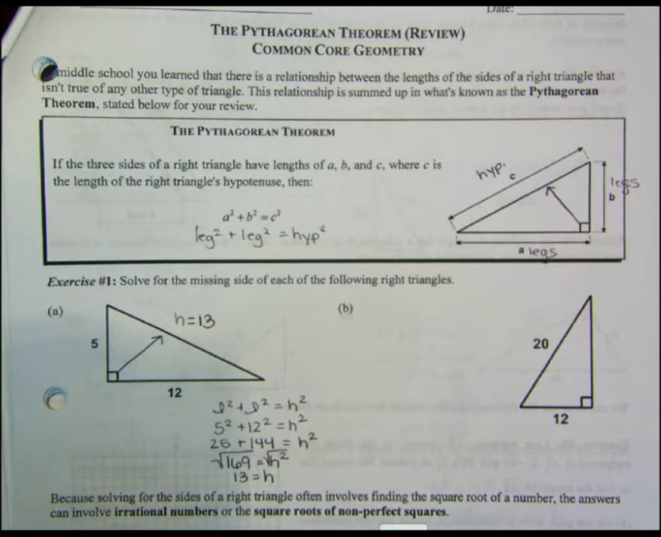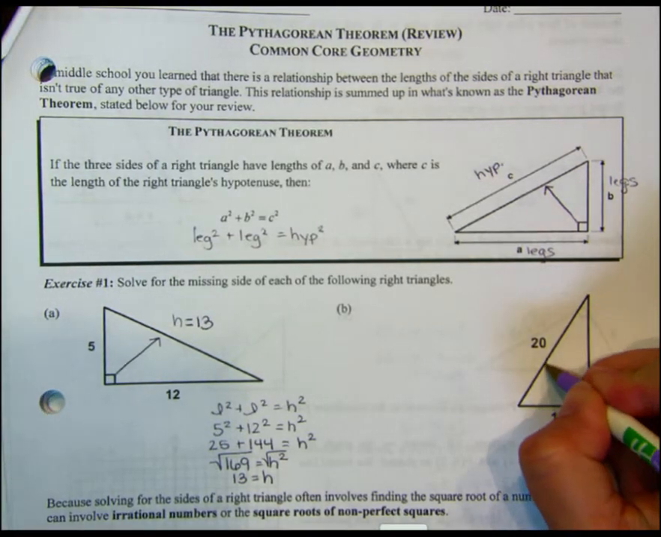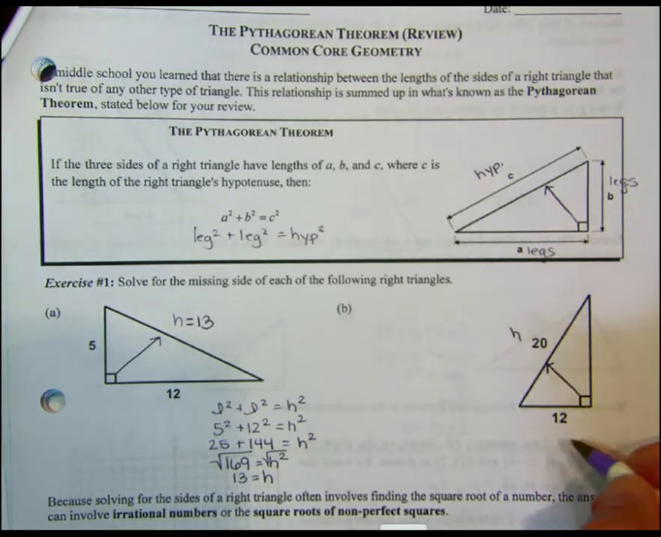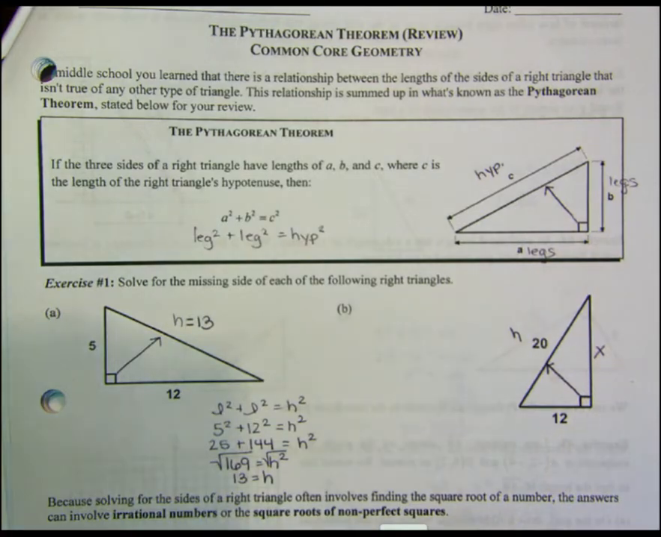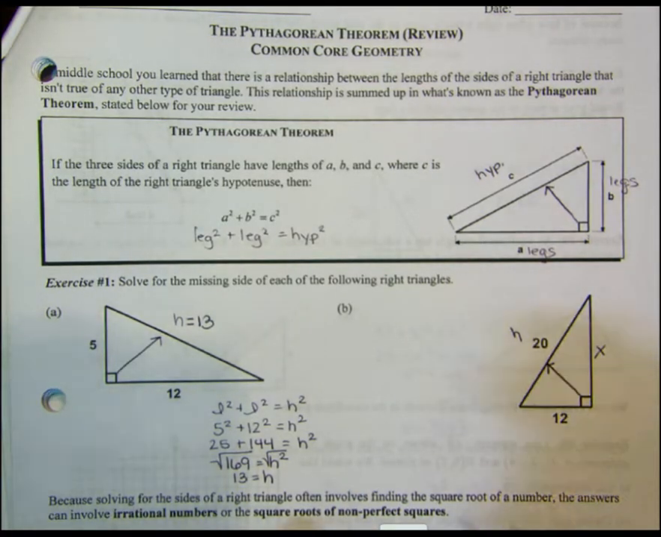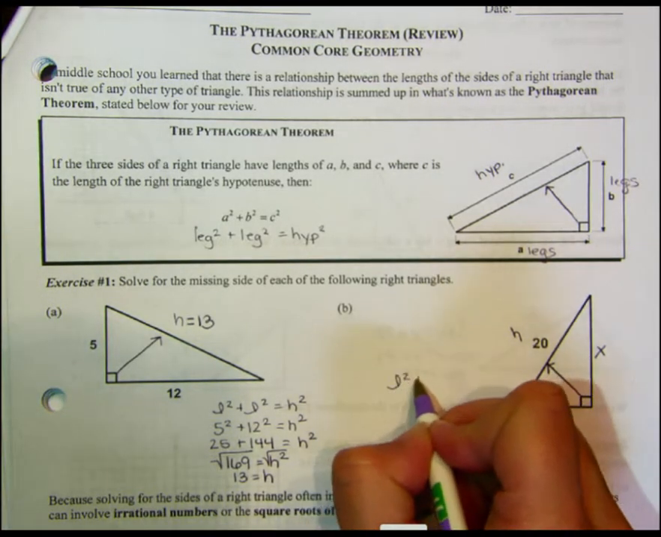All right, the second one's a little bit different because this time we know the hypotenuse. In this case, the hypotenuse is 20, and then one of the legs is 12, and the other leg is what we're trying to find. So when we plug in this time, we know one of our legs. I'm just going to write my formula.